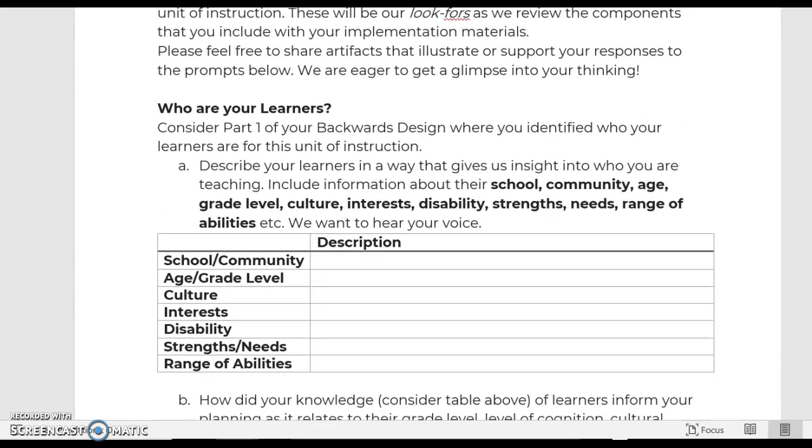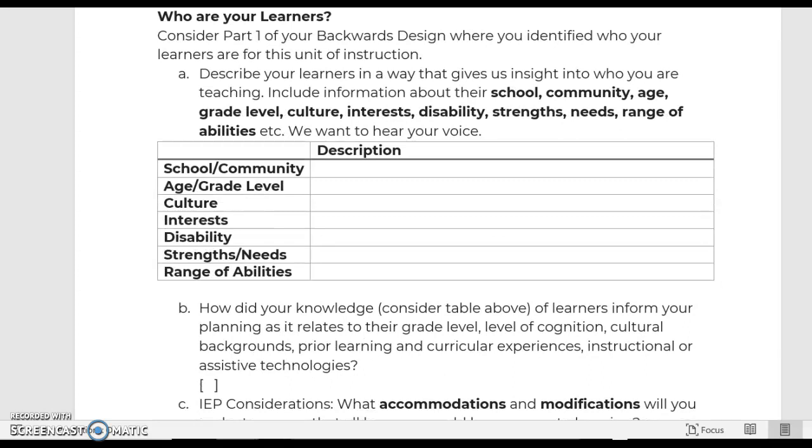So the first heading is, who are your learners? So consider part 1 of your backwards design, otherwise known as your pre-plan, where you identified who your learners are for this unit of instruction. So indicator A is asking for you to describe your learners in a way that gives us insight into who you are teaching. You can include information about their school, community, age, grade level, culture, interests, disability, strengths, needs, range of abilities, etc. We want to hear your voice.